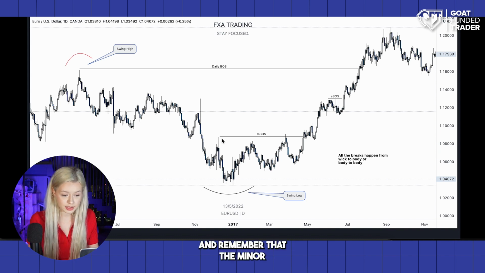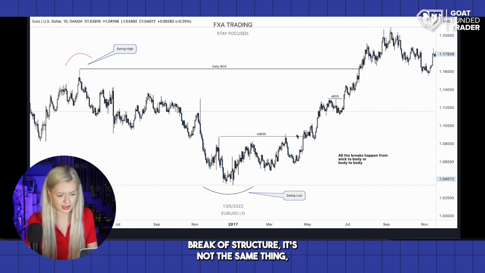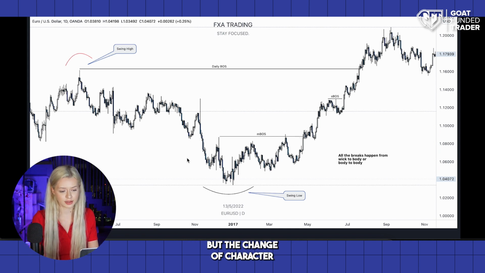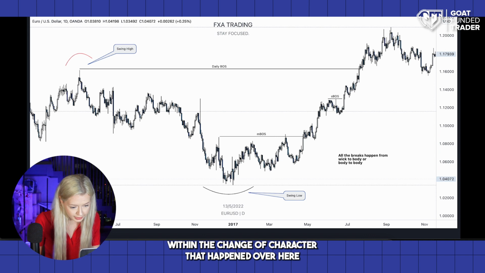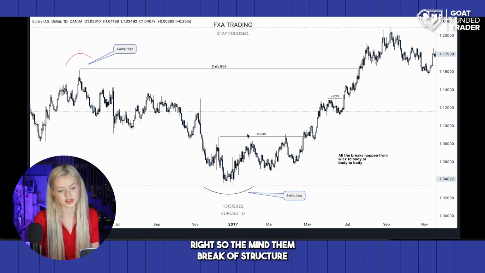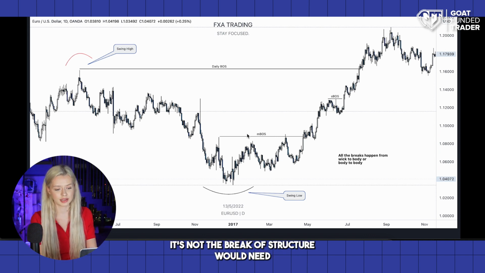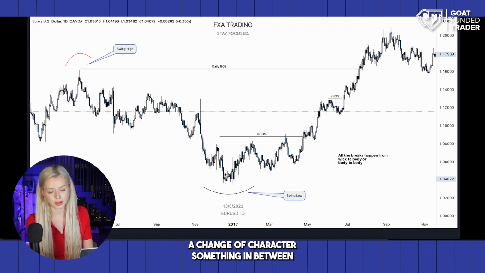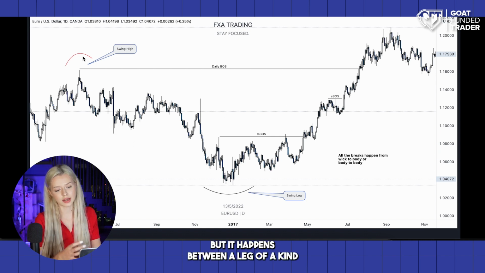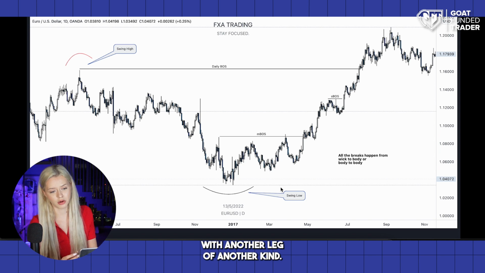And remember that the minor break of structure is not the same thing as the change of character, because the change of character happened over here, right? So the minor break of structure is not a break of structure, but neither a change of character. Something in between, but it happens between a leg of a kind with another leg of another kind.